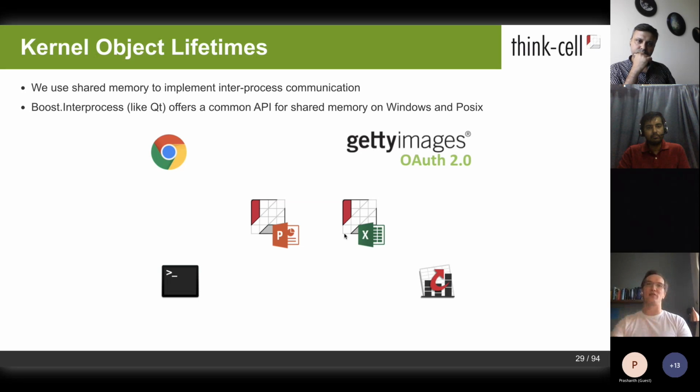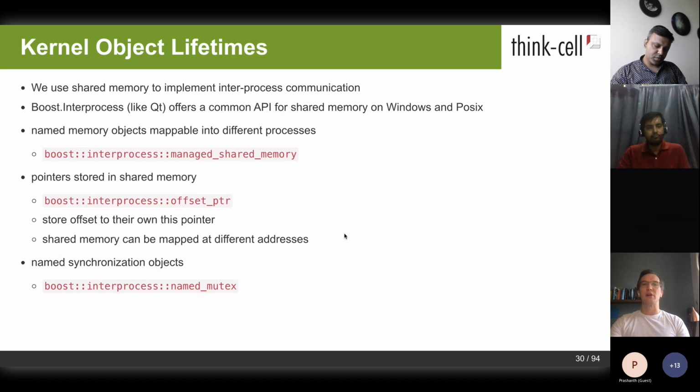So all these processes have to communicate with each other, and they do that using shared memory. And we use Boost Interprocess because that offers a common API for shared memory on Windows and POSIX. Boost Interprocess implements everything that you really need to do shared memory. So there is a named memory object that can be mapped into the different processes that should see the same memory. There's a pointer for shared memory.